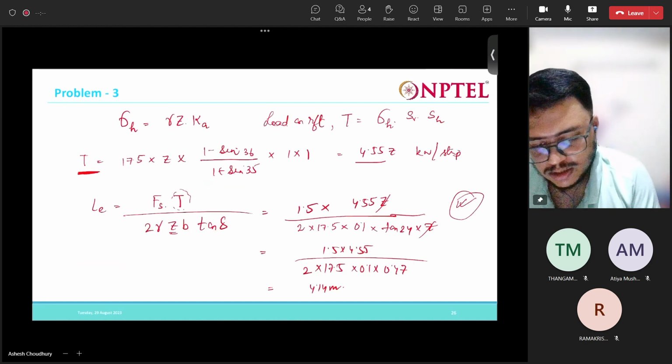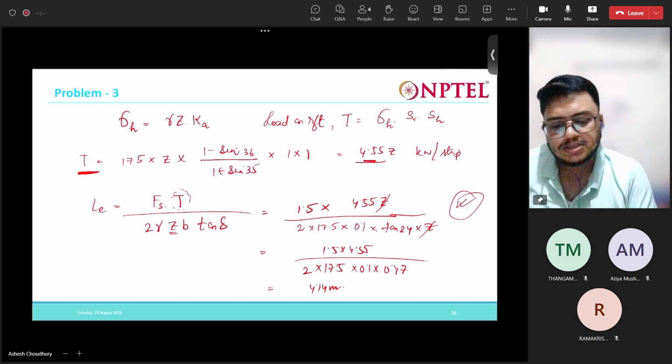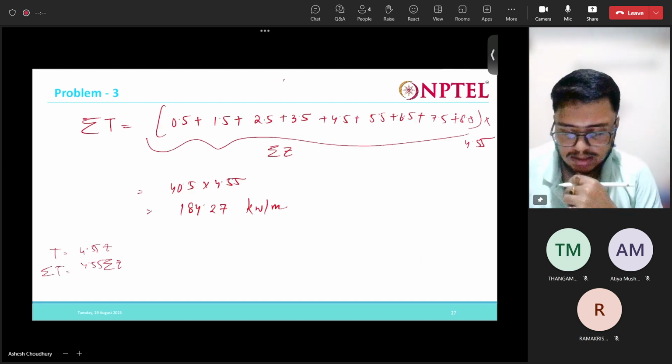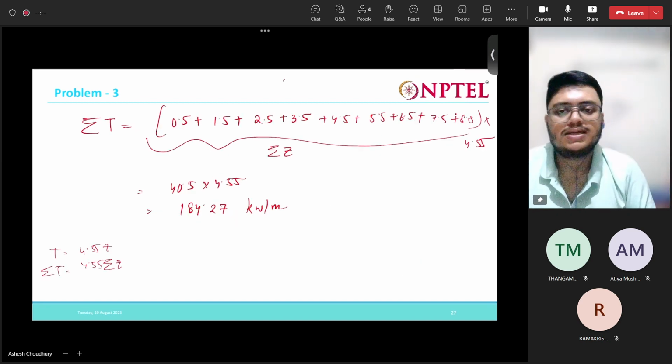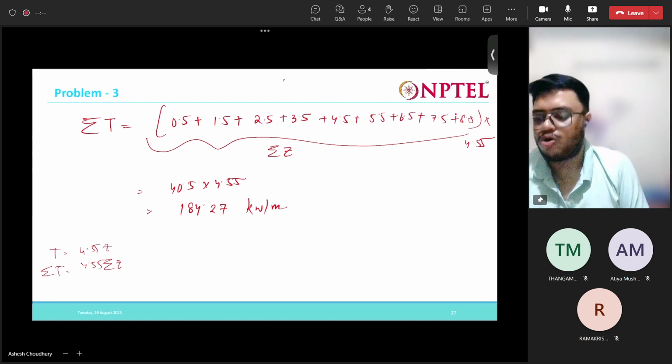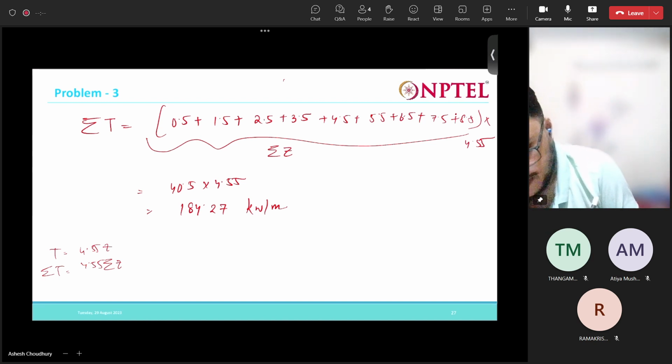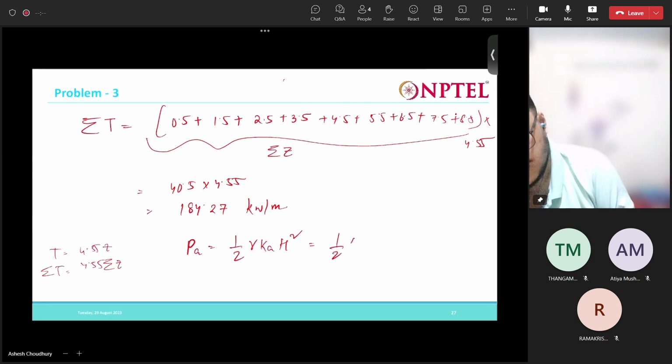Right. So this is the tension per strip. So in all the strips, this is the total tension. Okay, total tension, that tensile load that is taken by all of the strips. And let us calculate PA. PA is half kh square. So half 17.5 into 9 square into what is K? 0.26.